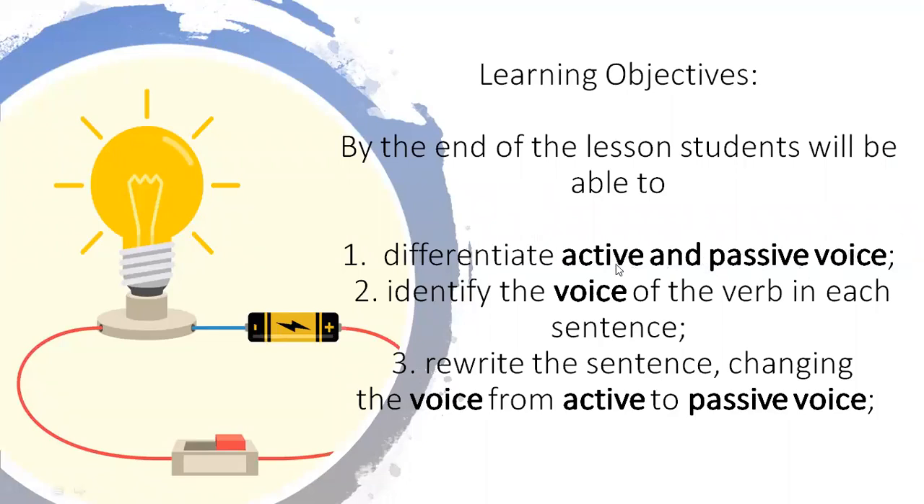It means we would be able to clearly differentiate the sentences which are in active voice and which are in passive voice. Then identify the voice of the verb in each sentence. The verb is very important. Only because of the verb we get to know which helping verb we have to use, and which tense this active voice sentence belongs to. Rewrite the sentence, changing the voice from active to passive voice. Obviously, students, you'll be able to interchange the sentences from active to passive and even from passive to active again.